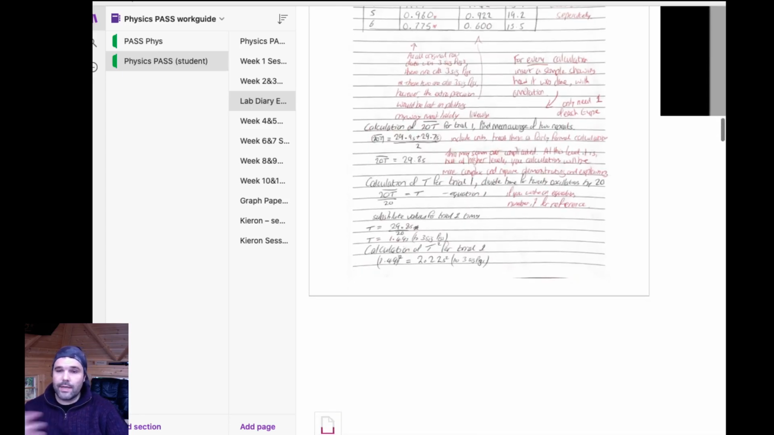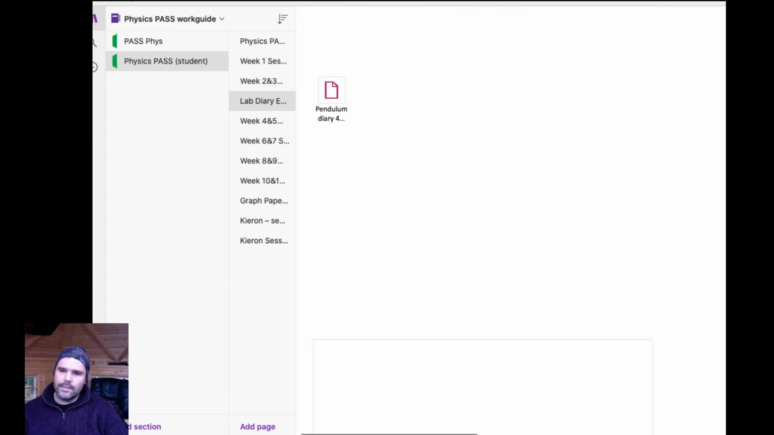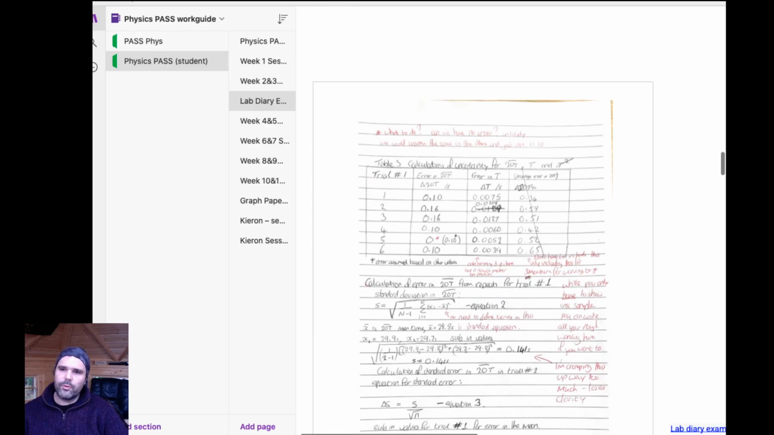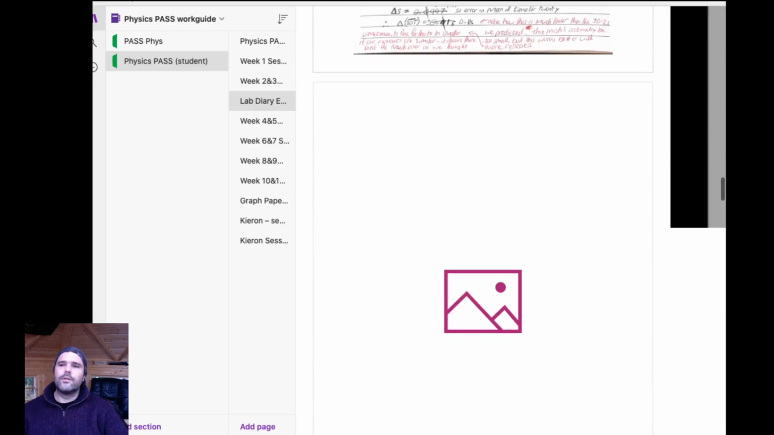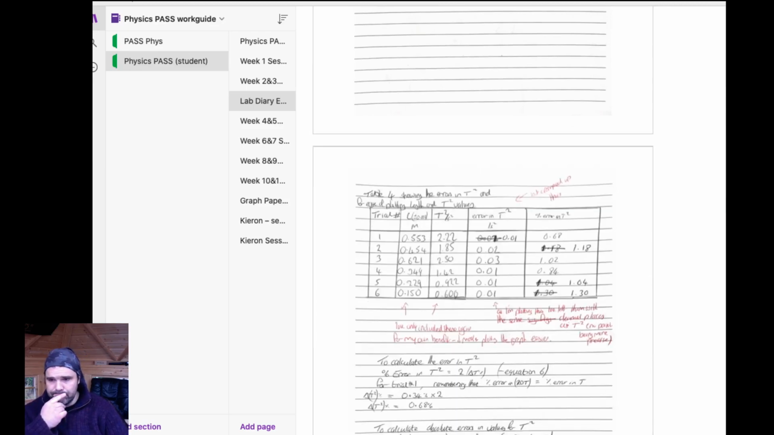And if you haven't looked through the rest of it, now is the time to look through the rest of the pages of the examples, because these will take you through all of the processing, all of the errors, the graph plotting, and the final comparisons, which is now what you're going to be going away to do.